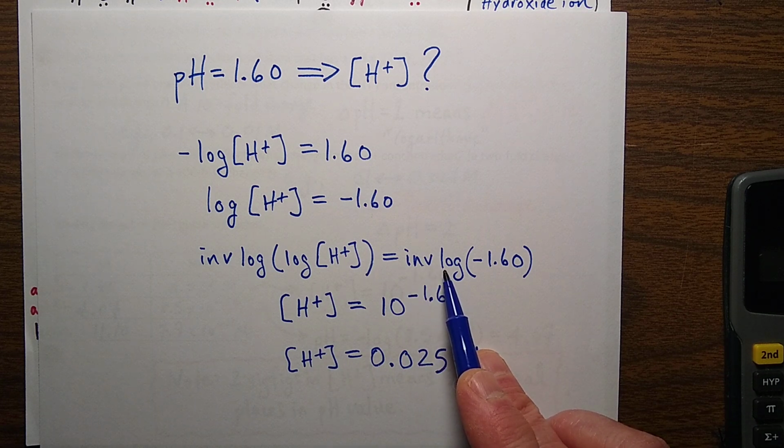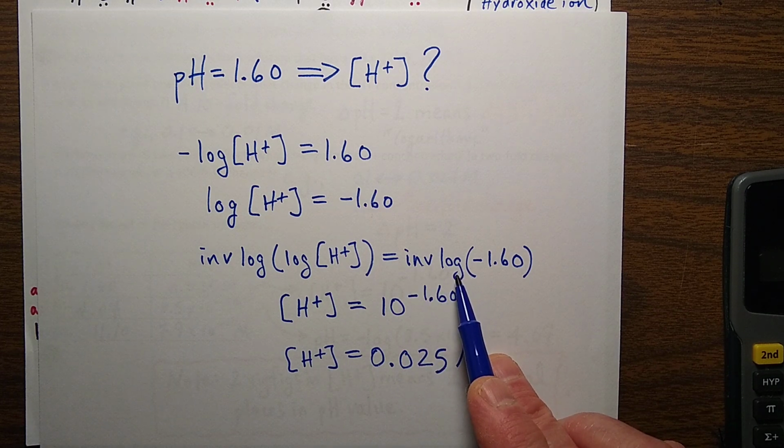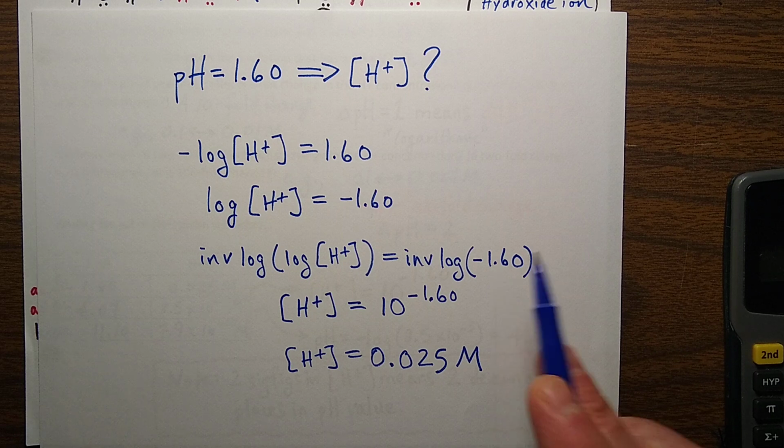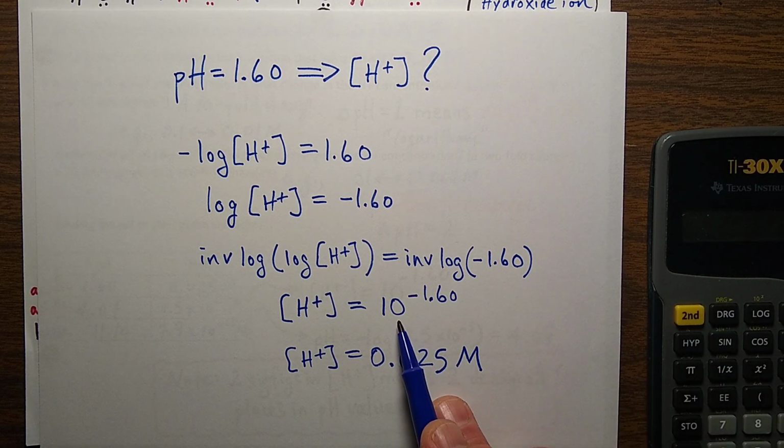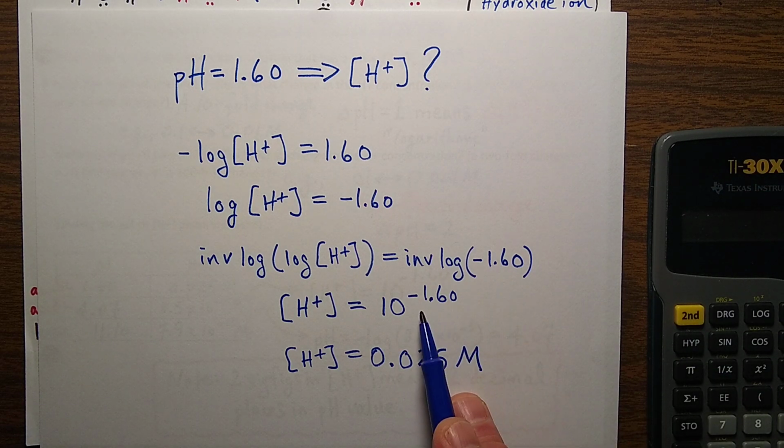And when you take the inverse log, base 10, of a number, it's the same thing as raising it to the power of 10. So this is exactly the same as 10 to the negative 1.6.